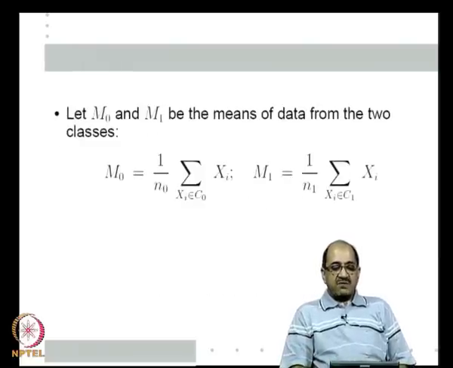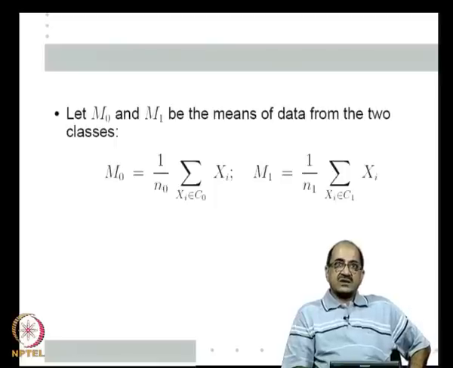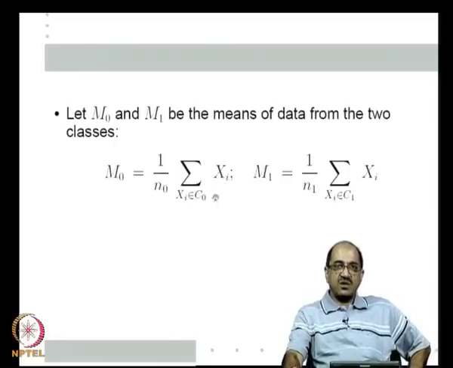Let us say M0 and M1 denote the means of the data from the two classes. So, that is essentially the sample means. M0 is simply the mean of all Xi that are in class 0, and there are n0 of them. So, 1 by n0 summation over xi belonging to C0 will give me the sample mean of the class 0 data vectors. Similarly, 1 by n1 summation over xi belonging to C1 gives me the sample mean of class 1.